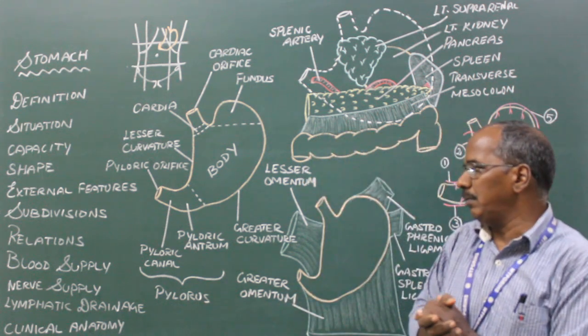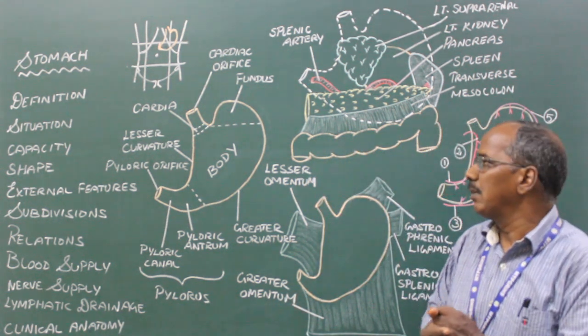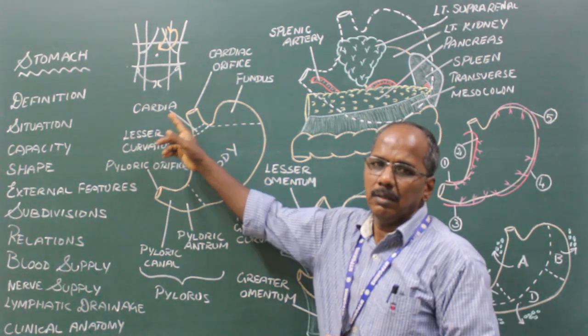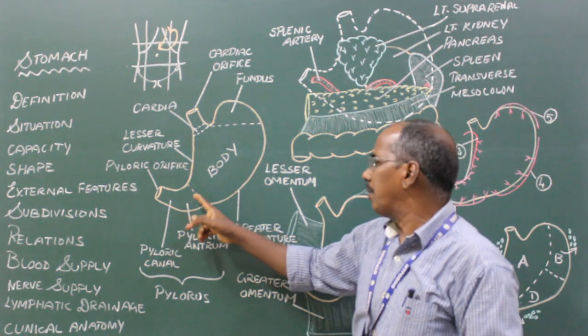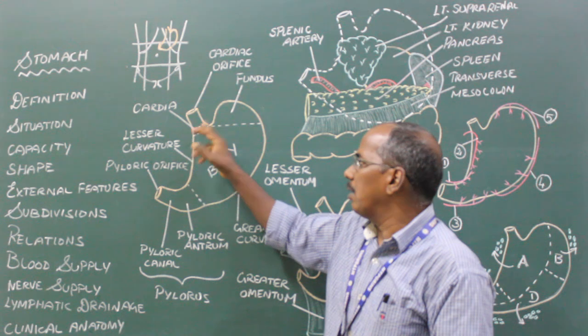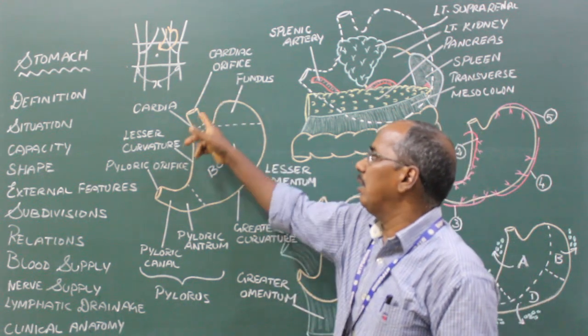Subdivisions of stomach. The stomach consists of 4 parts. Number 1, cardiac part or cardia. Number 2, fundus. Number 3, body. Number 4, pylorus. Cardiac part or cardia is a small part present near the cardiac orifice.